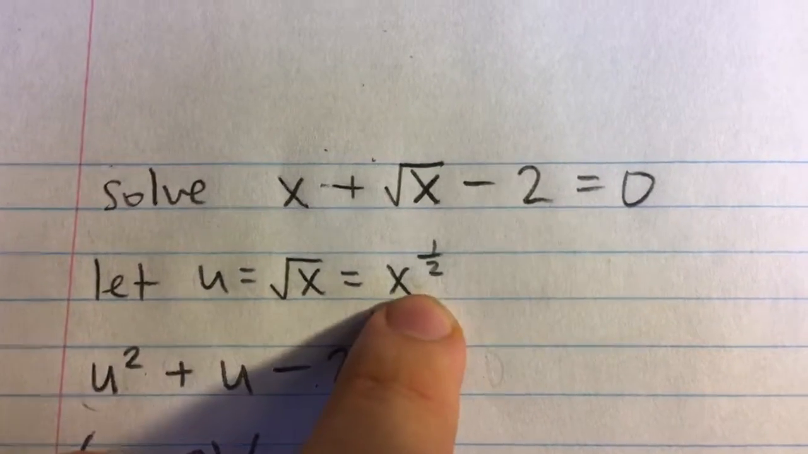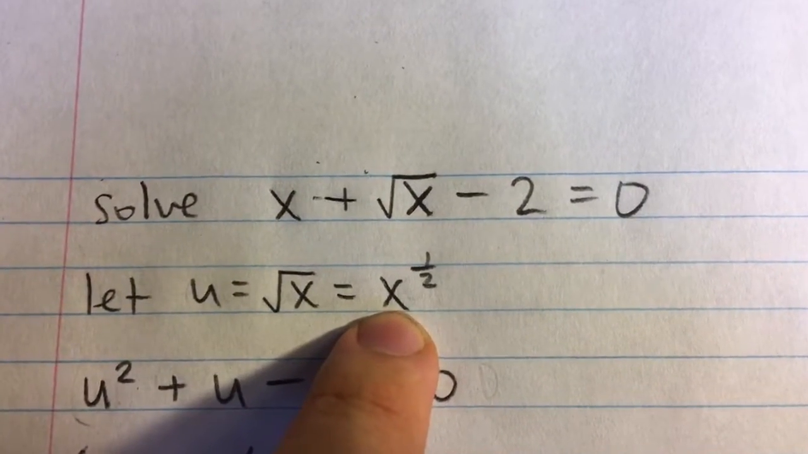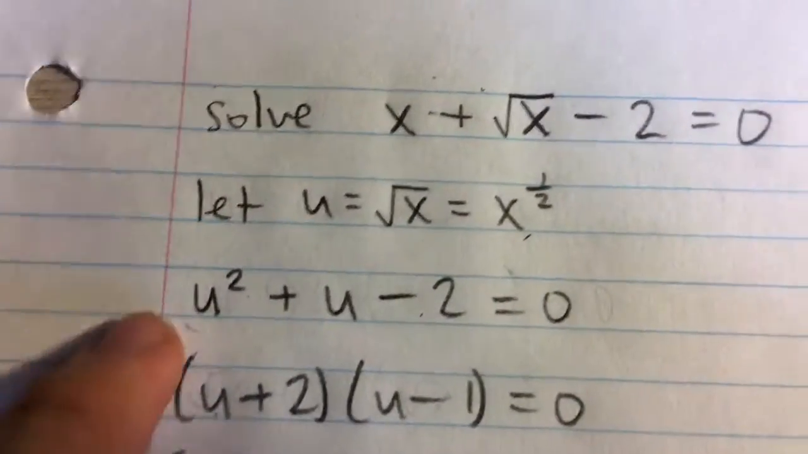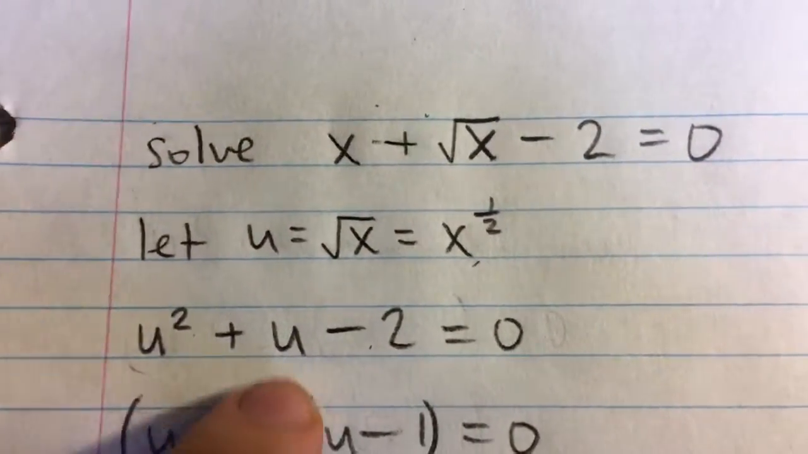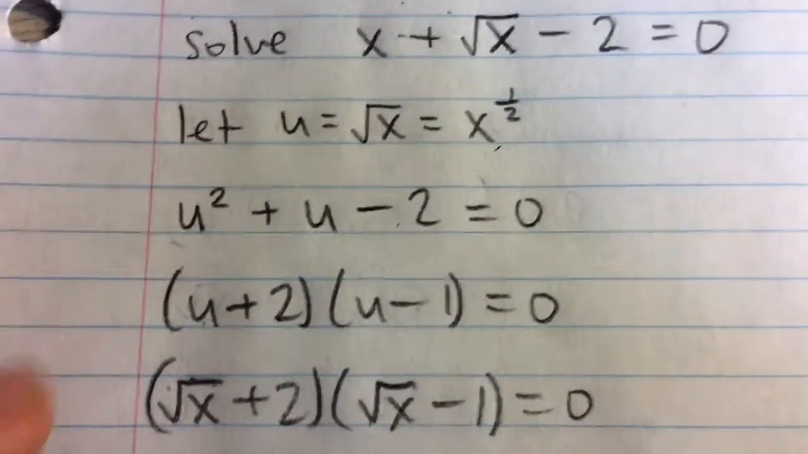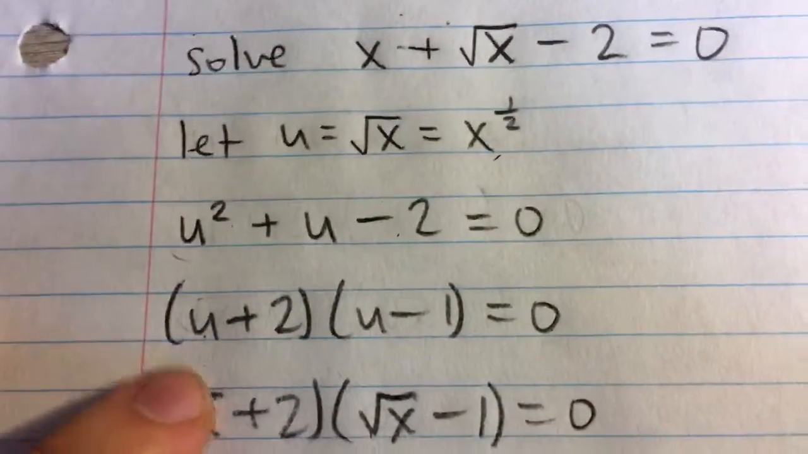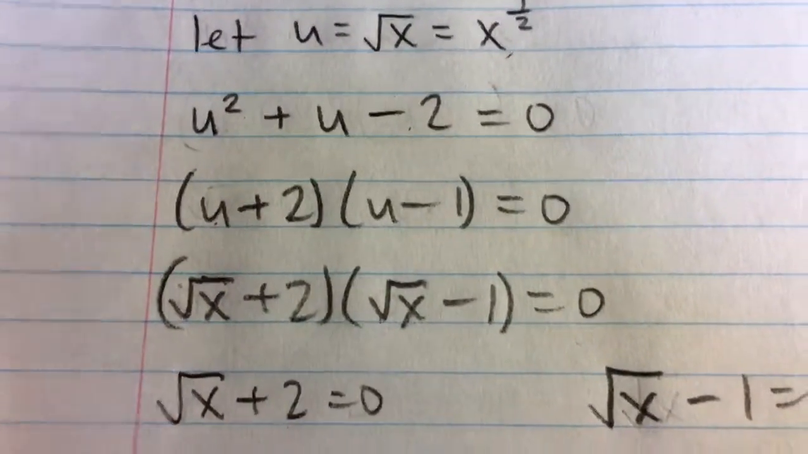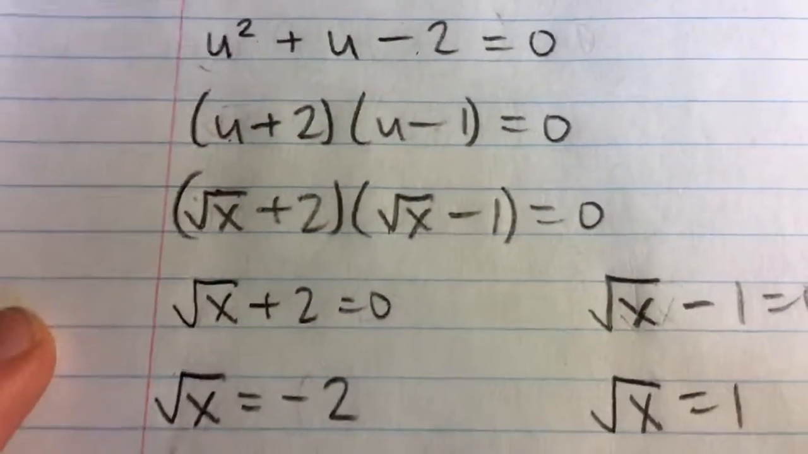And notice because the square root of x is the same as x to the 1/2, and x to the 1/2, if you square it, just becomes x. And so the equation is u squared plus u minus 2 equals 0. Now we can factor this quadratic into u plus 2 times u minus 1. We plug back in our u's, and now we have two separate equations to solve for x in.